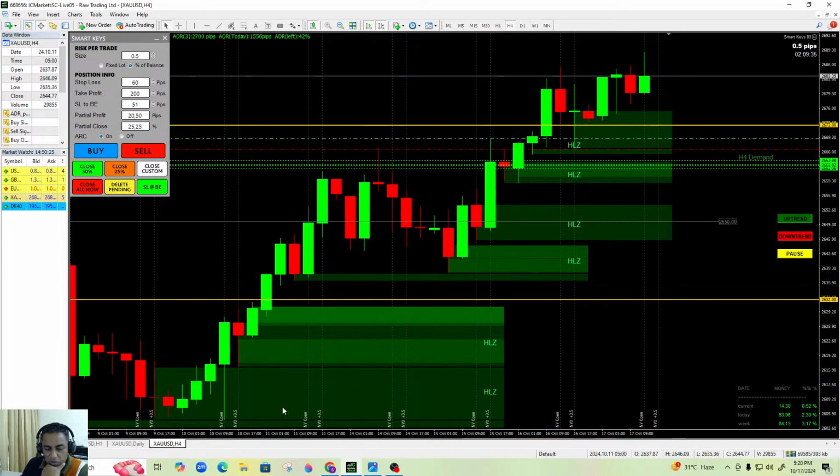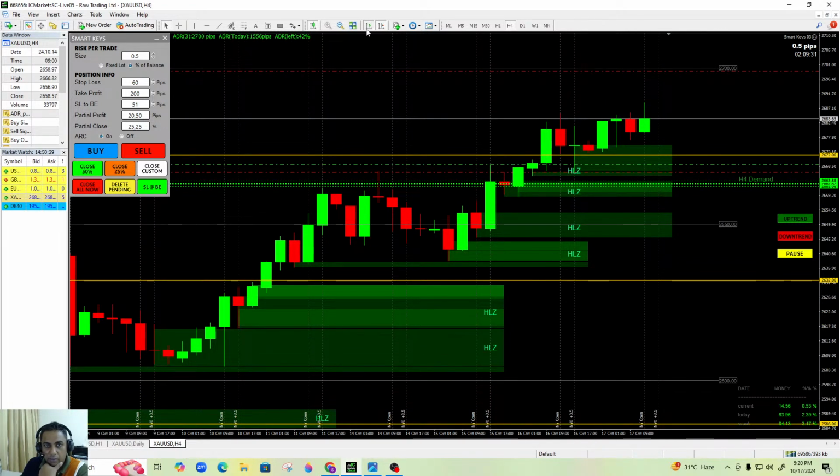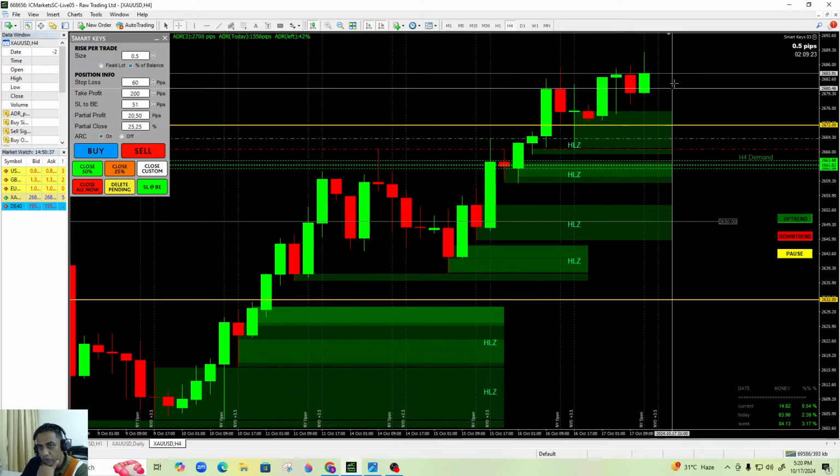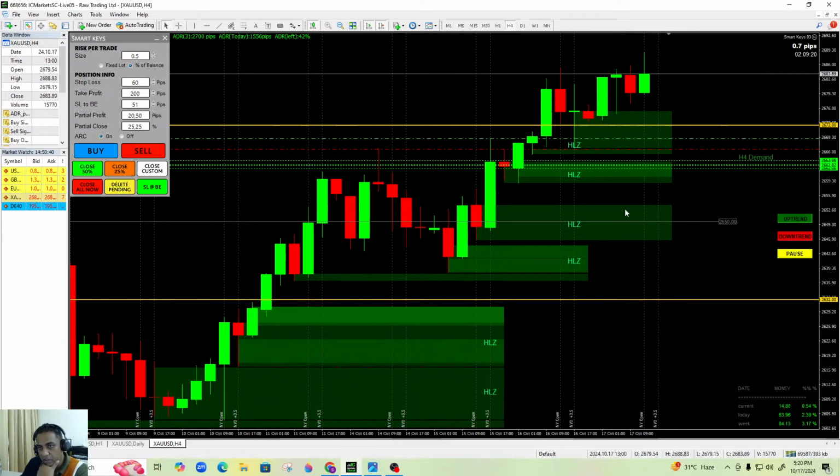Now these zones are from the previous 2 weeks. I'm going to keep them. I'll delete them maybe at the end of the week because these are very old zones. Don't worry about that, we don't need to worry about that at all. This is what we need to be concerned about. These are the areas. If price pulls back, to take buys to go back up.